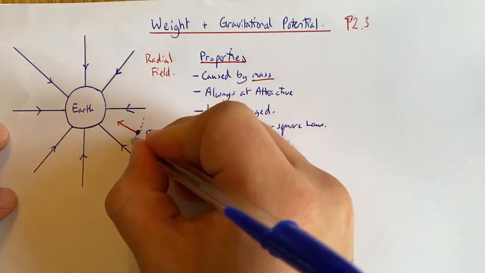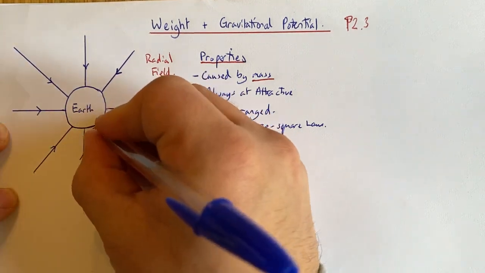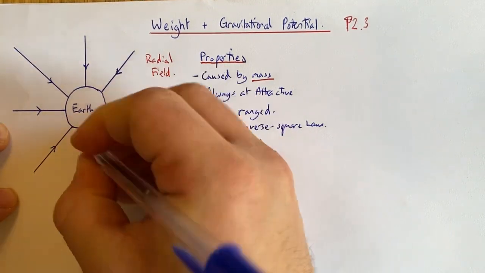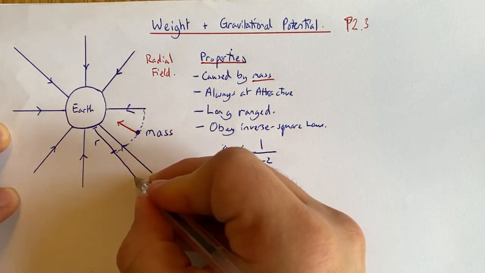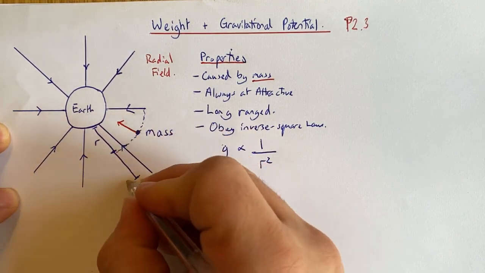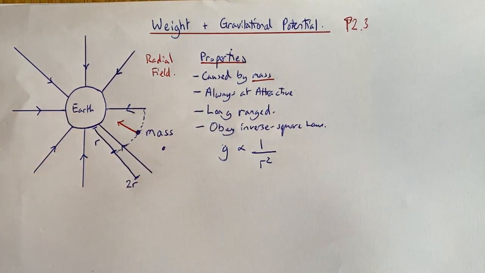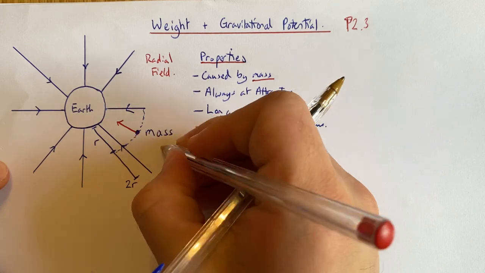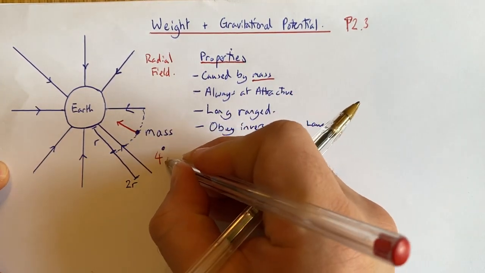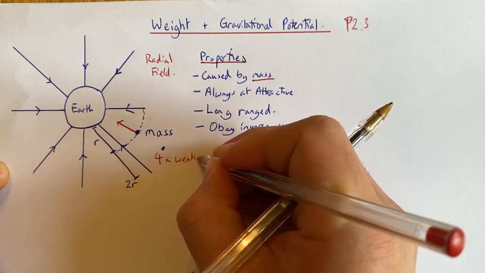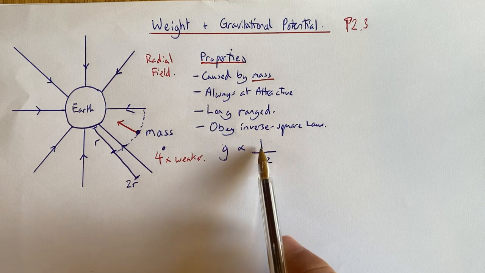so if we think about this distance here, where this mass is, as some distance r, some radius from the surface, if I was to double that distance, so I was to travel to a distance of 2r, and I was to have the same mass at this point, the gravitational field would be 4 times weaker at this point because it's further away. So it obeys the inverse square law, which means it gets weaker as you go away.